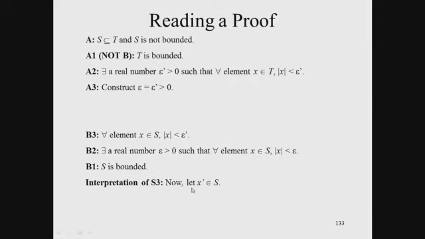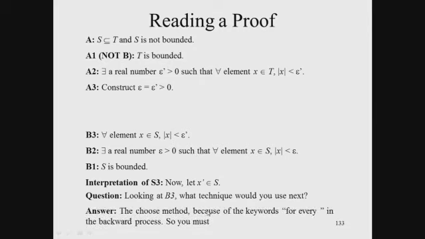We now are still trying to interpret the sentence S3. Now let x prime be an S. To understand this sentence, look at B3. Can somebody tell me what proof technique you would use to show that B3 is true? The choose method. So now you have to recall how the choose method works. How does the choose method work? What should I choose? An element in set S? Choose an element in the set S.